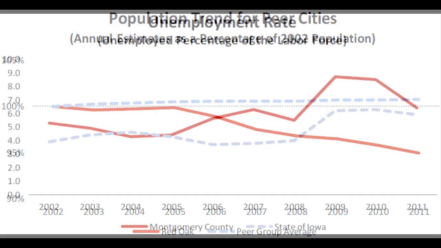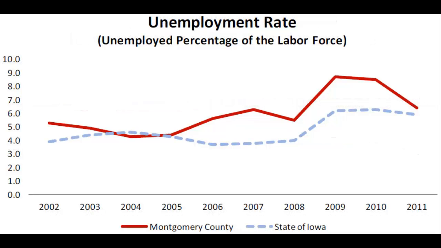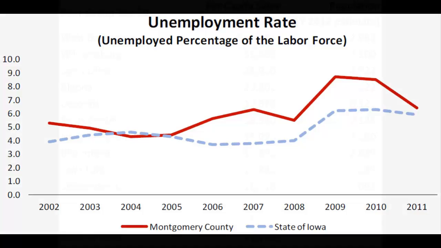This is the unemployment rate for Montgomery County compared to the state of Iowa, and you can see Montgomery County is a bit of a roller coaster ride in the solid red there. What's interesting is the margins are really close to the state of Iowa as far as unemployment rate in 2011, and I was really curious about those margins and what's been going on in Montgomery County as far as employment.